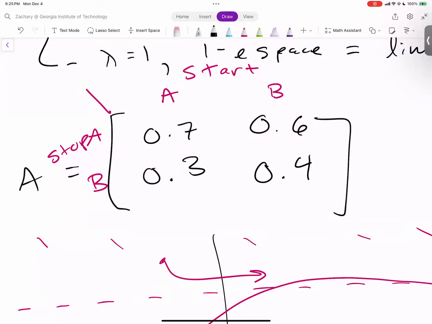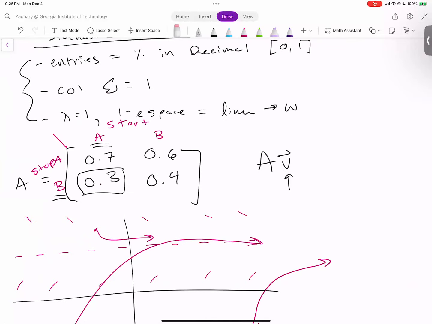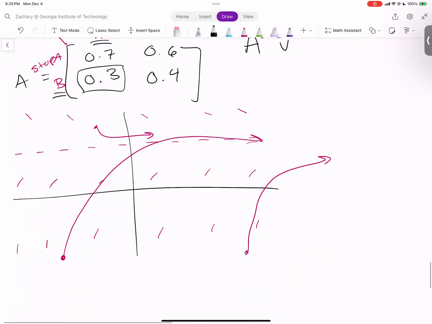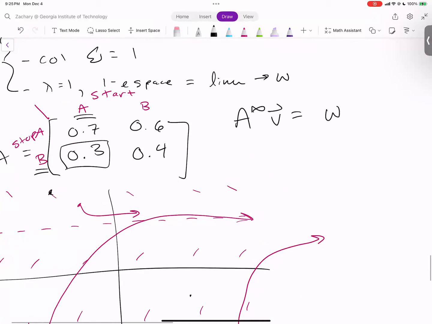And that's also how you construct one if you're given a word problem. You think of where people start and where they end, and then that number corresponds to the matrix entry. So if we want to find the behavior as A goes to infinity times any place we start, think of this diagram here. We can start anywhere, and it will always approach the same line. A times B will always equal W.